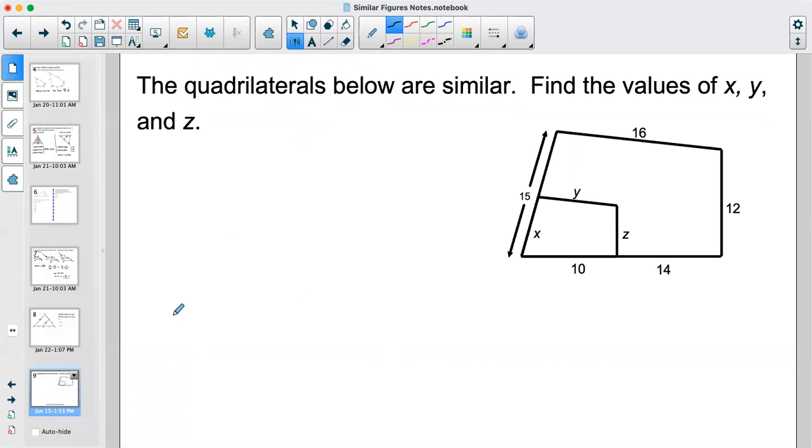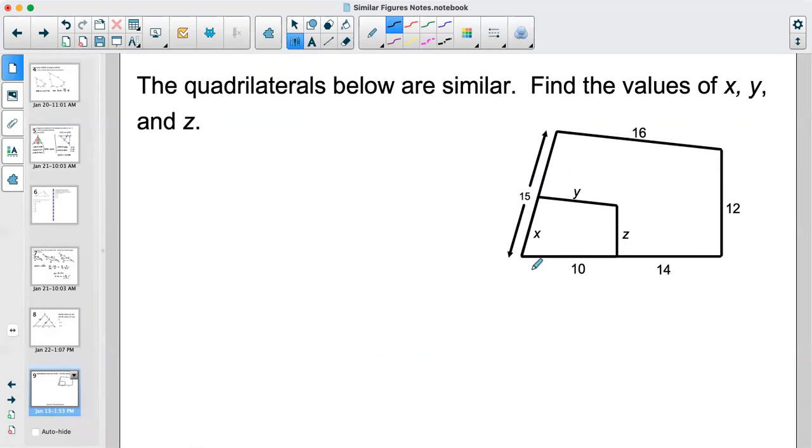Quadrilaterals below are similar. Find the values of X, Y, and Z. So I can see that I have this little guy here, with sides X, Y, Z, and 10. I have this one here with 15, 16, 12, and this whole side appears to be 24.